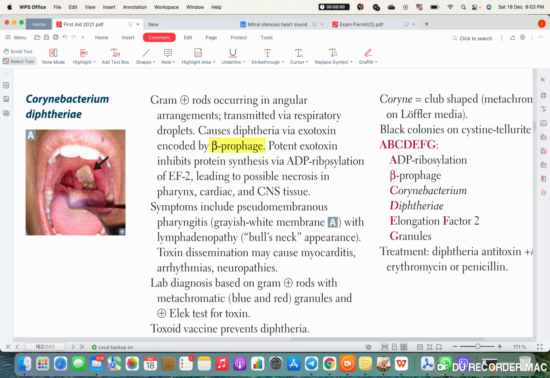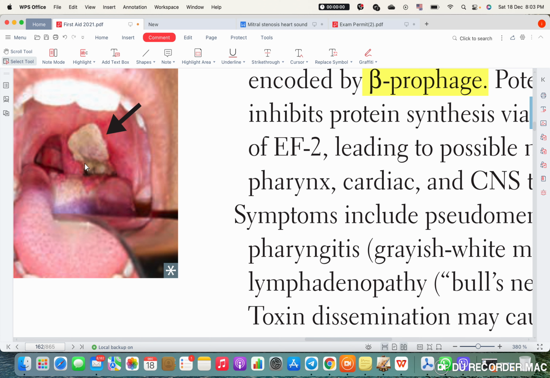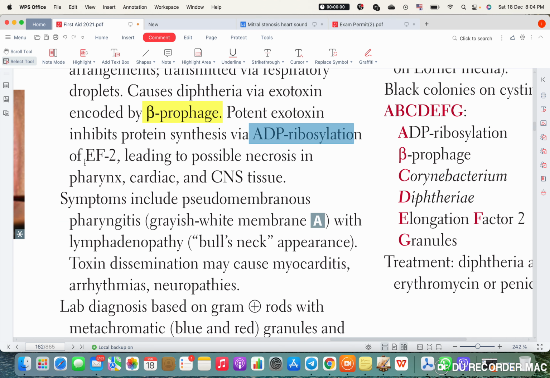Translation. And it's inhibited via the ADP ribosylation of elongation factor 2. So this elongation factor 2 will be inactivated, which leads to possible necrosis of the pharynx. There is an inability to make normal proteins that maintain life. So the tissue will die. Which tissue? The pharynx, the cardiac tissue, and the CNS tissue.